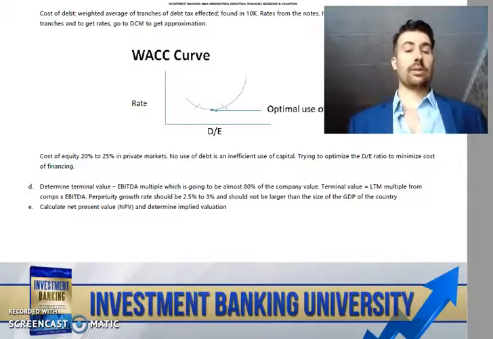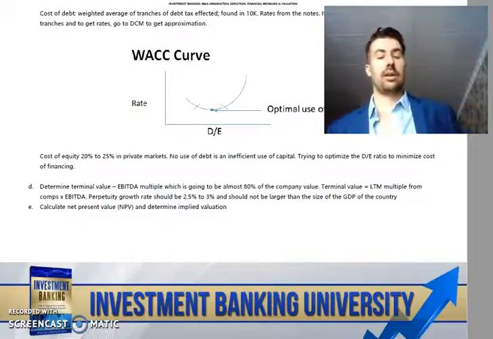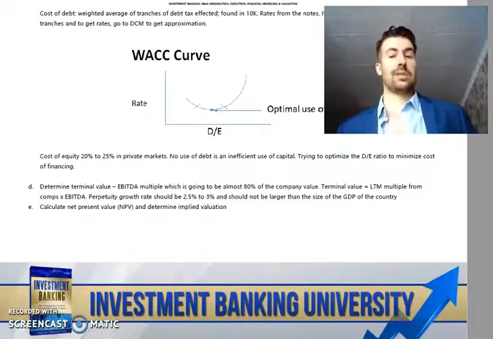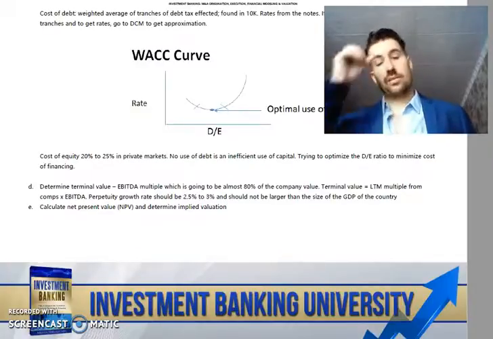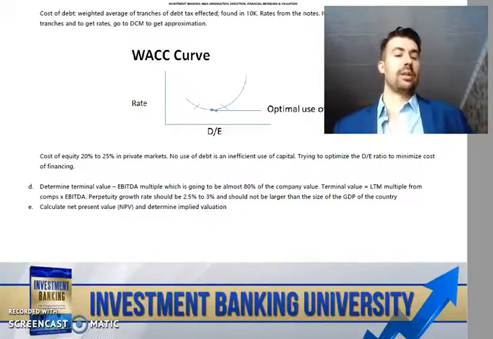Here we're showing a WACC curve and the optimal use of debt in terms of debt to equity ratio to minimize the rate, and you'll see that past a certain point of debt to equity in either direction, it becomes less optimal. So for cost of equity, 20 to 25% in private markets, and then no use of debt is an inefficient use of capital. And we're trying to optimize the debt to equity ratio to minimize the cost of financing, which is shown in this graphic here.